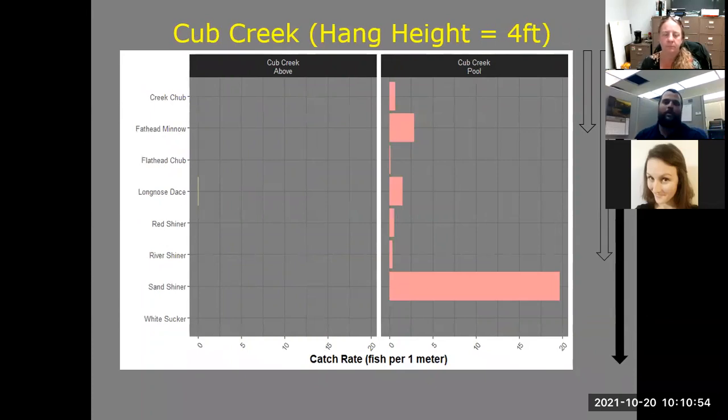Cub Creek, once again, just a reminder, we did not sample below due to proximity to the Niobrara River, but this one goes all the way up to 20 because of the sand shiner.